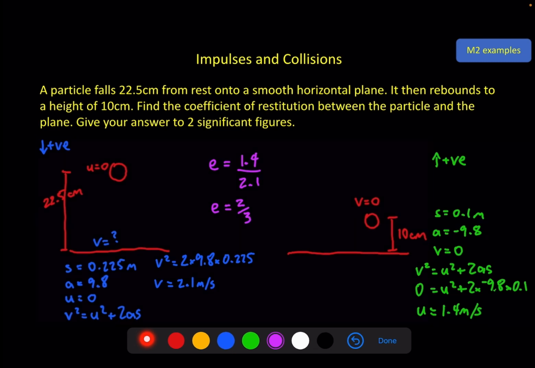And rereading the question, I can see that I haven't quite finished it, because that should be written to two significant figures, 0.67. I assume that's because we've used 9.8 in our calculations.